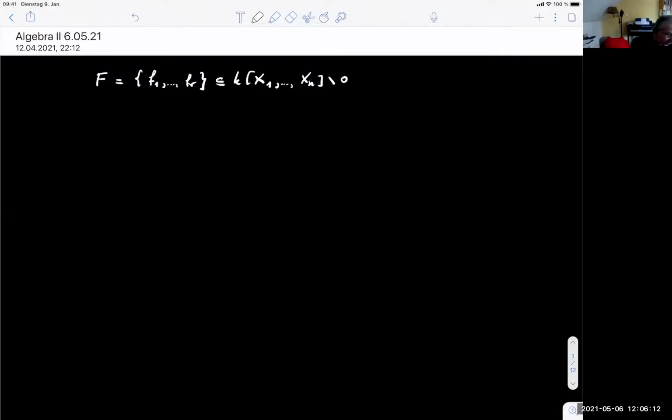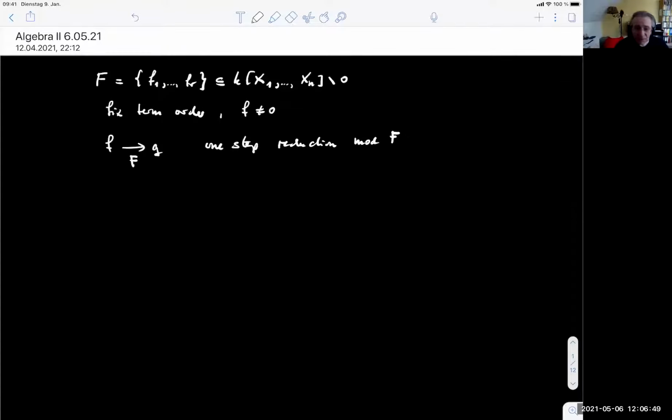Polynomials over a field, and then I fix some term order. And then I take some non-zero polynomial f, and I defined what is a one-step reduction. So I defined what this means. So one-step reduction mod f. So I hope you remember. I mean, maybe I can explain in words what we do.